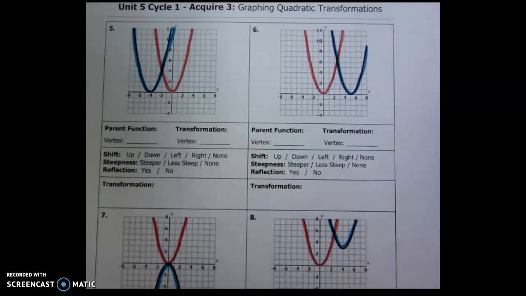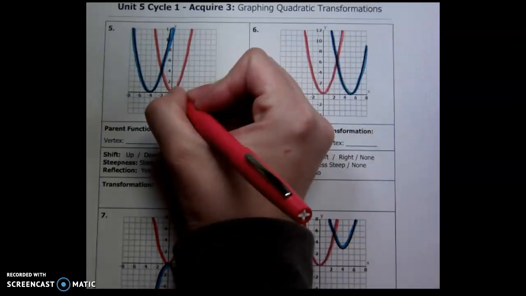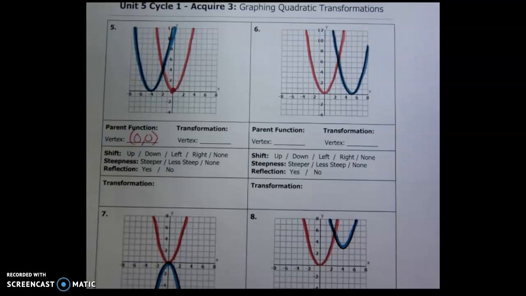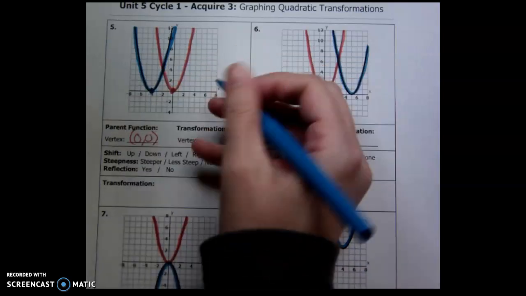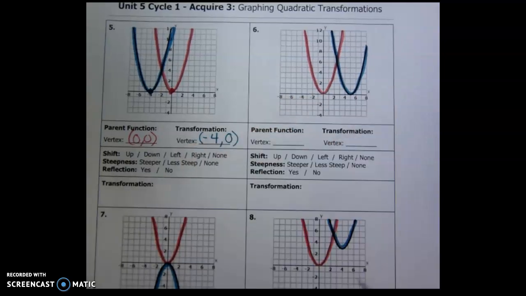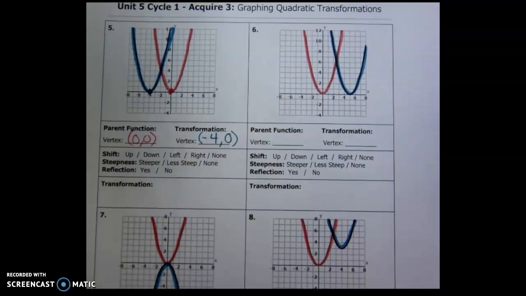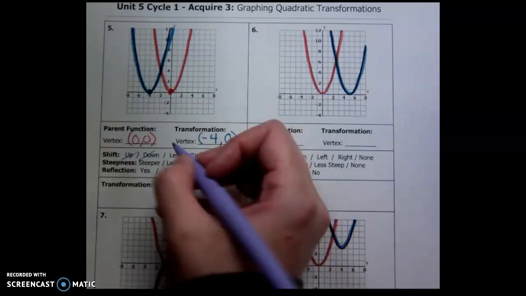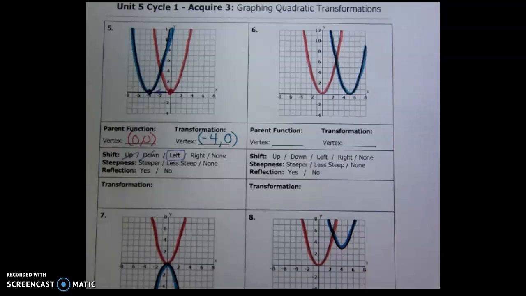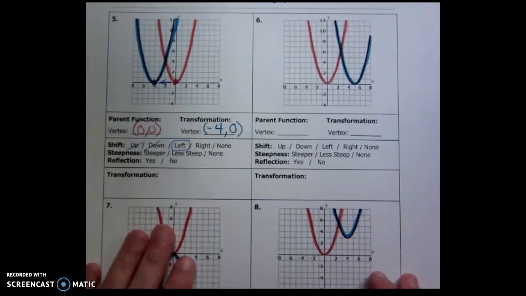Okay, so our parent function vertex is the same, 0, 0. It always starts at the origin. Our transformation vertex is right here. It's -4, 0. So did this shift up or down? No. Did it shift left or right? Yes, shifted left. Did the steepness change? Let's check.